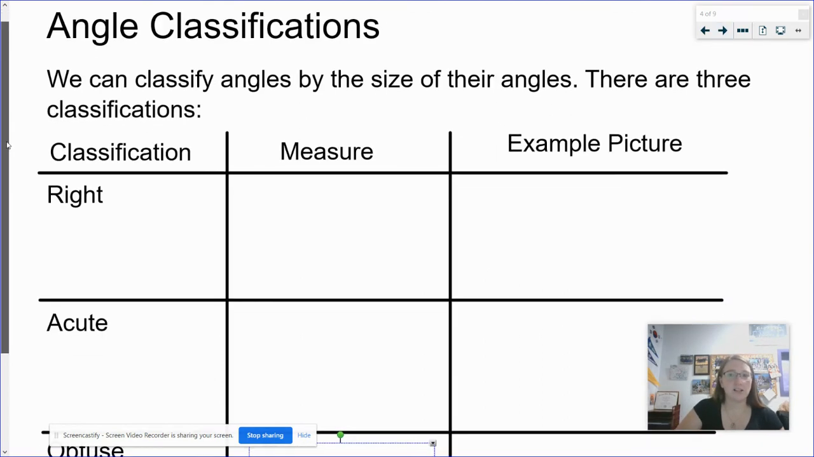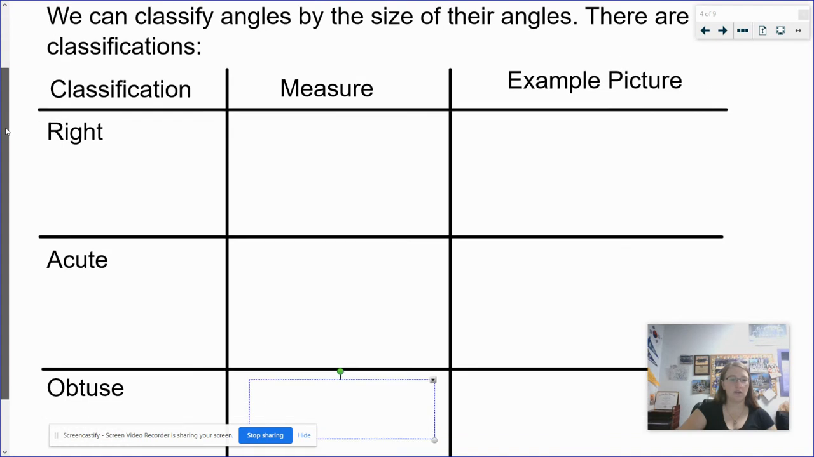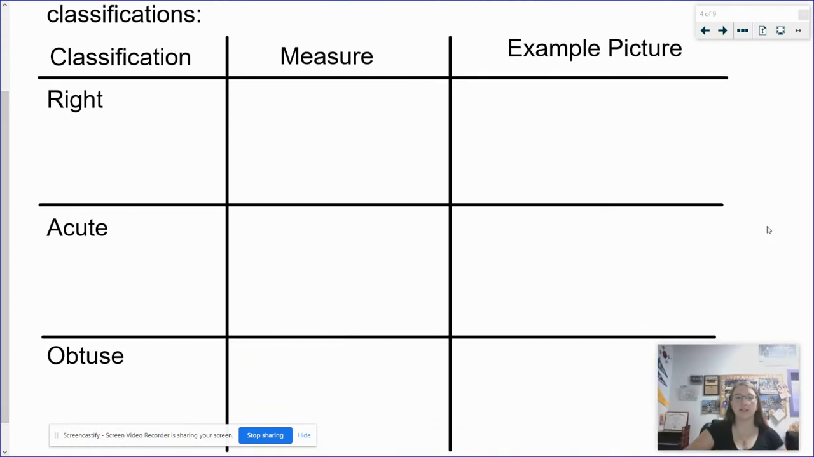So let's talk now angle classifications. We're on the second topic already here. Now we can classify angles by the size of their angles, and there are 3 classifications. I really hope these are familiar to you guys. You should have learned these in elementary school, yeah? But we're gonna go over them. So go ahead and copy this table, pause if you need to. So we got 3 classifications. We have right, acute, and obtuse. Yeah, and that's kind of how we can remember them.